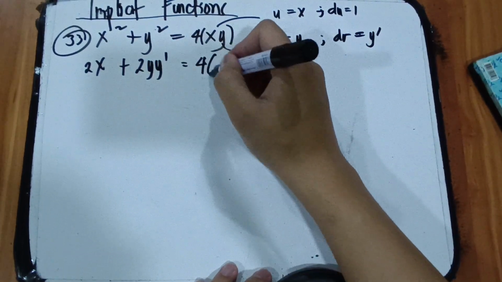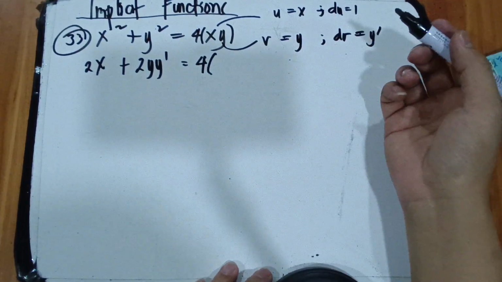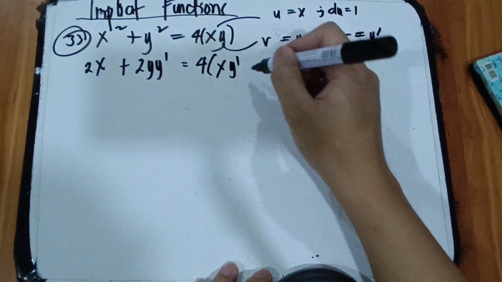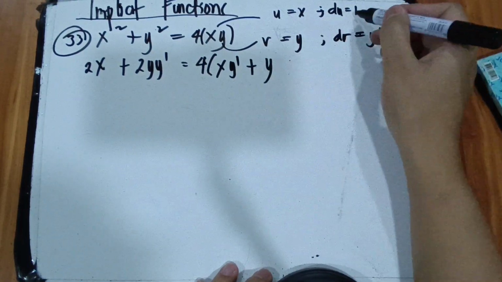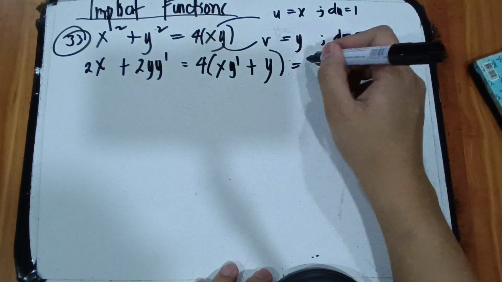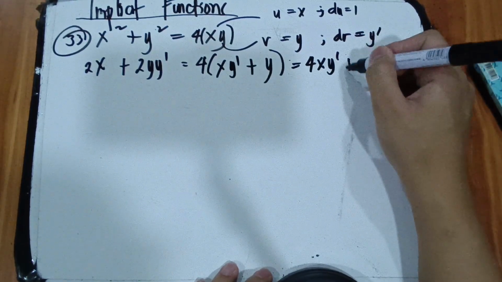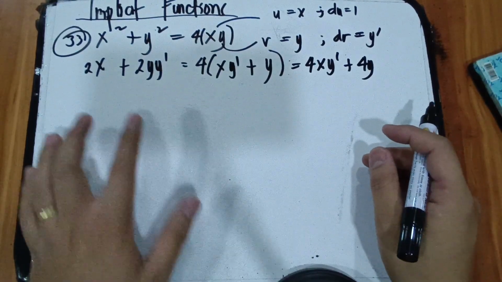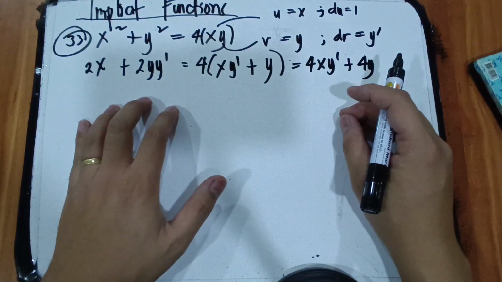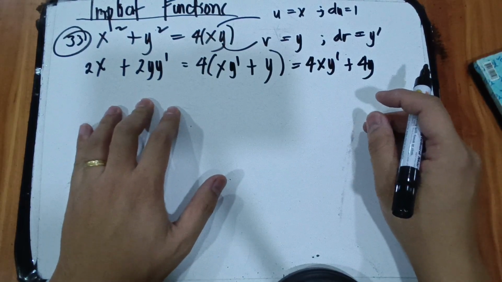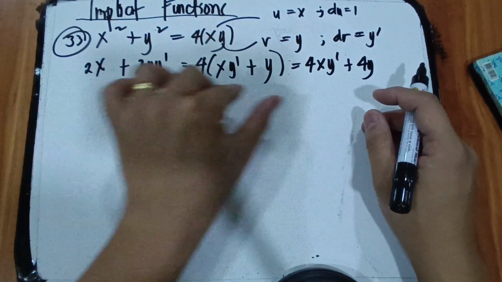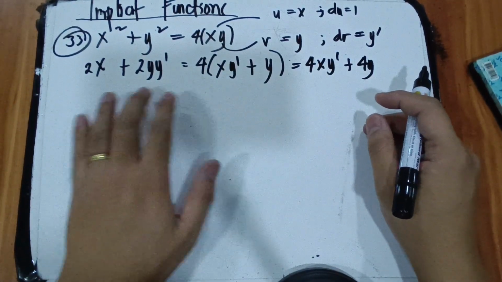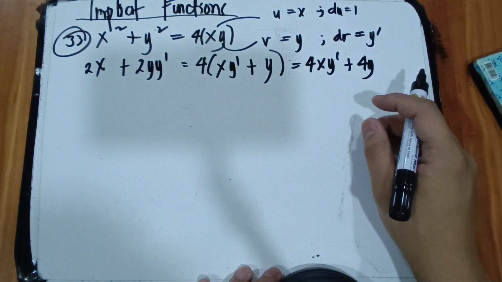So this will become 4 of formula ng product rule, u dv plus v du. So u dv plus v du na 1. So hindi ko na siya ilalagay. Pwede siyang isulat as 4xy prime plus 4y. This time, kailangan mong pagsamahin yung mga may y prime value kasi ang rule natin kapag kukunin ng derivative, kailangan magkakasama yung similar terms. Yung similar terms dito, yung merong y prime. Kasi mamaya, ifa-factor out natin yung y prime para makuha natin yung ating derivative.